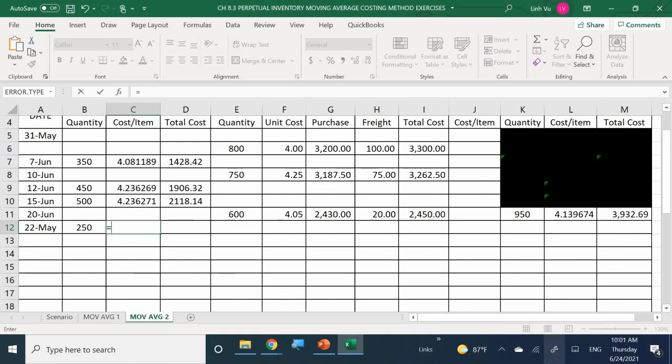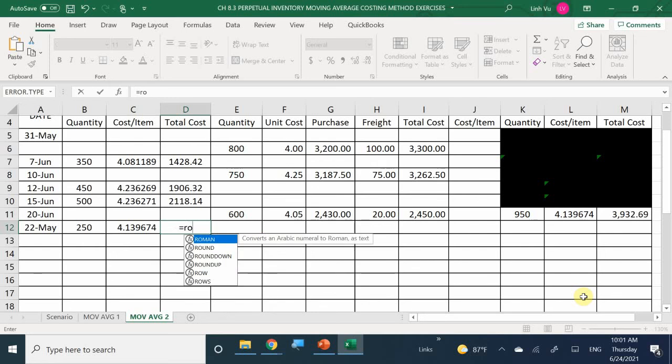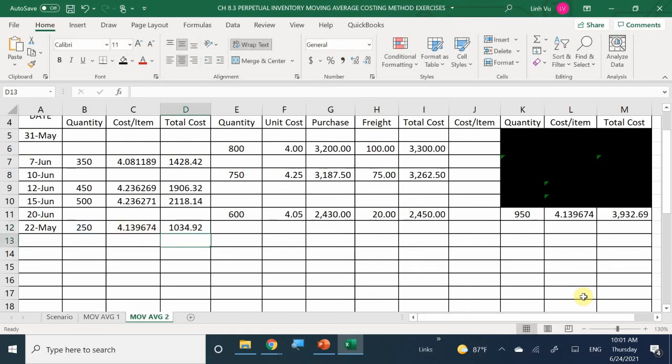At what average cost per item? 4.139674. Okay. So then what's going to be my total cost of goods sold for selling 250 items? 1,034.92. Yes. Okay. So now that we sold something, we need to update our inventory.